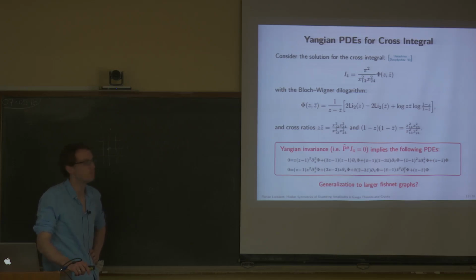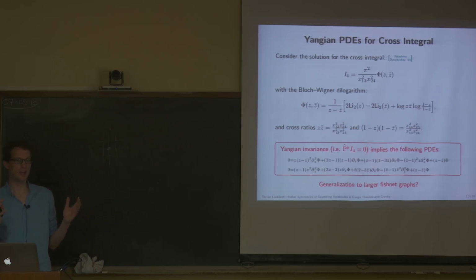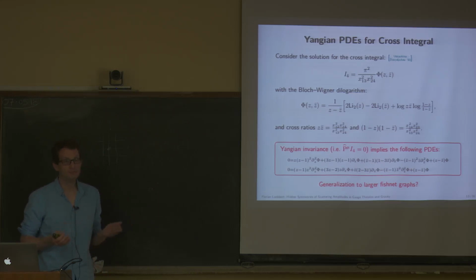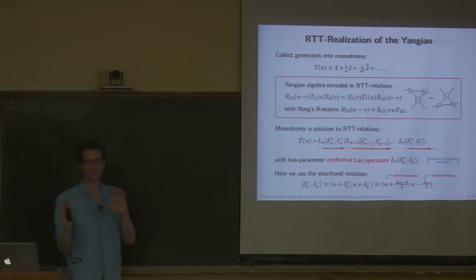Yes, I could also do this, but say I want to study larger fishnet graphs. I guess I would like to formulate my constraints in one set of variables, right? And this is where you have to go to the Yangian language, I think. Okay, to show this for larger fishnet graphs, I use a slightly different formulation of the Yangian. I collect these Yangian generators in terms of a generating function, this monodromy T of u.